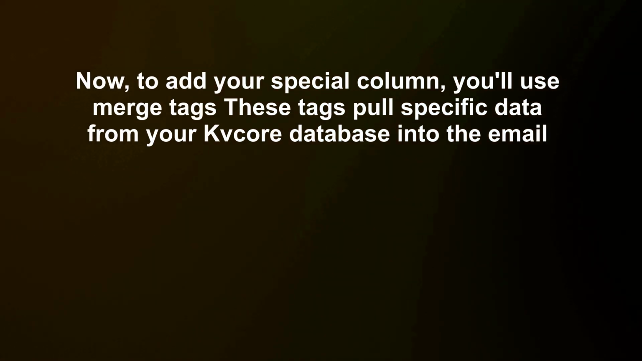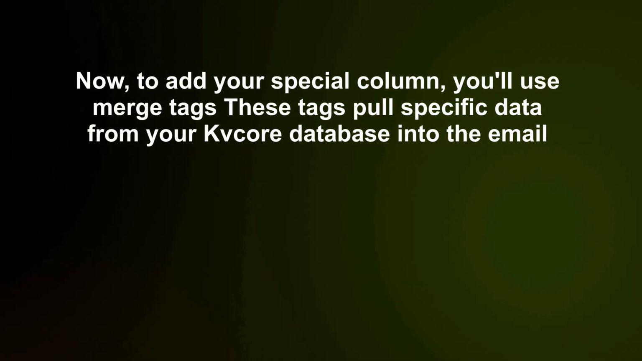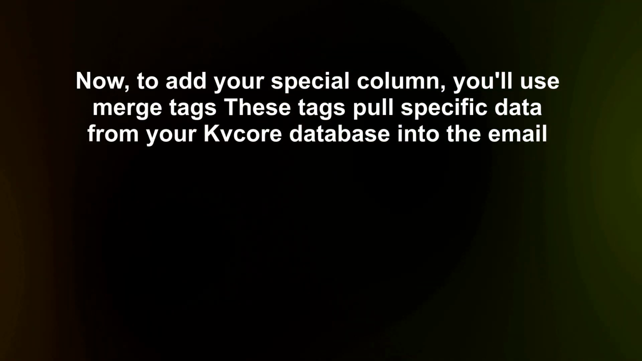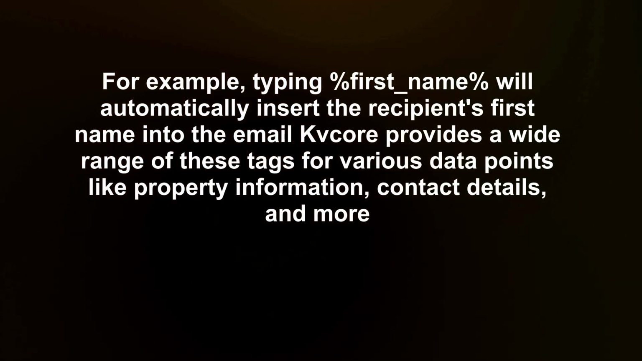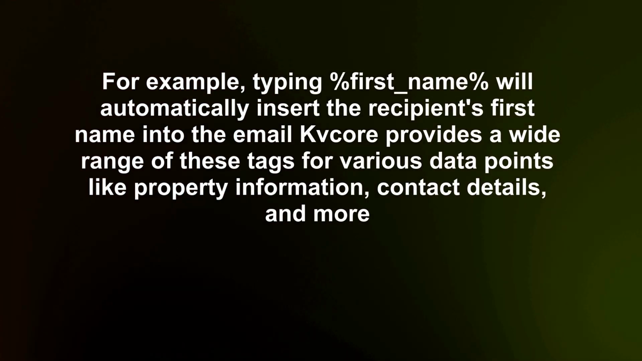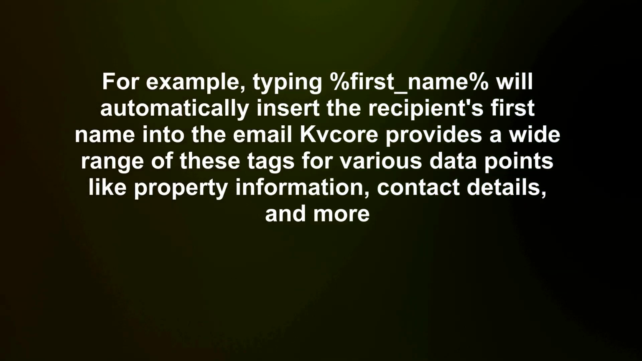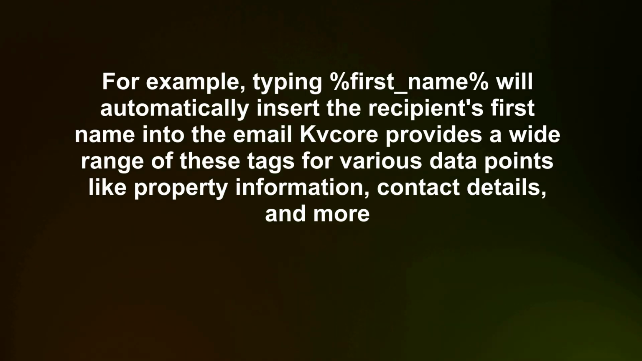Now, to add your special column, you'll use merge tags. These tags pull specific data from your Kvcore database into the email. For example, typing %first_name% will automatically insert the recipient's first name into the email. Kvcore provides a wide range of these tags for various data points like property information, contact details, and more.